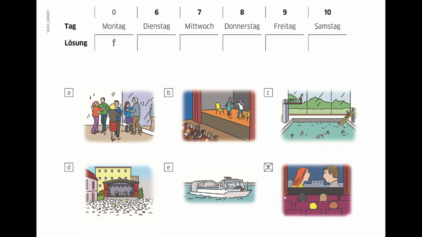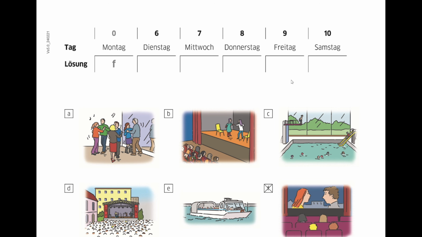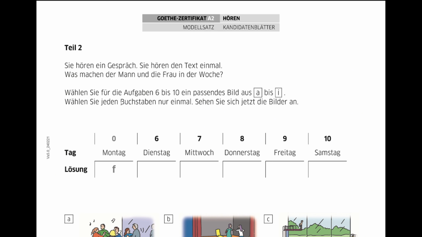So F is that they are in a cinema where they are watching a movie. So when you listen to the text, in the text they will say that on Monday we will go to the cinema to watch a movie. So that's why they have selected F as the solution over here. Then if for example they say on Mittwoch we are going to go for swimming, then you will add the option C under Mittwoch. And in this way you will have to select the correct option for each of these days. And you also see over here they have written select each character only once. So this means that if they have written F over here, then F will not come again in the solution.